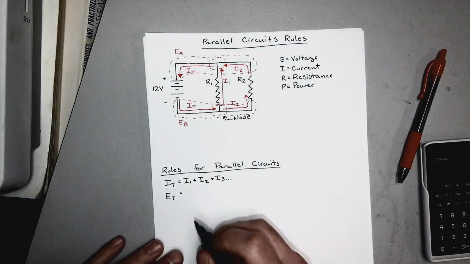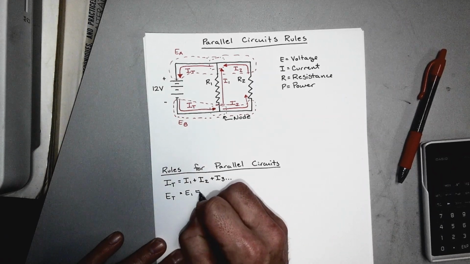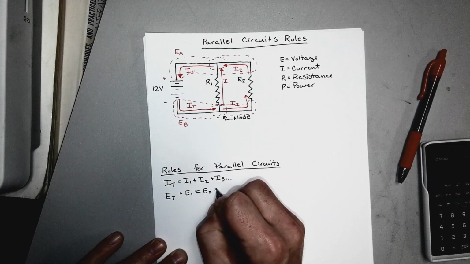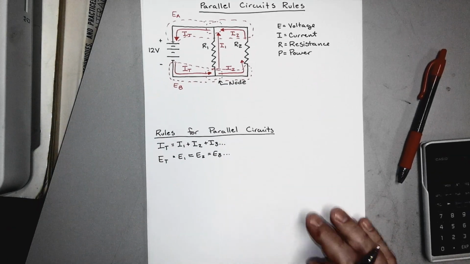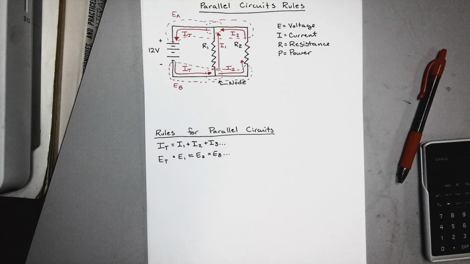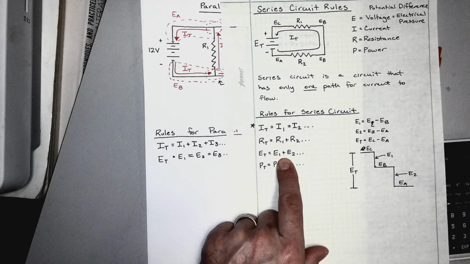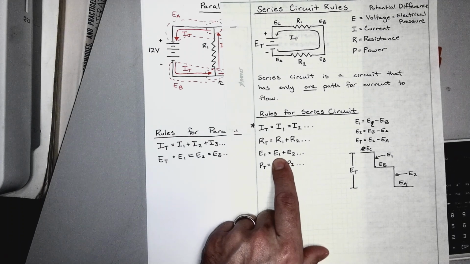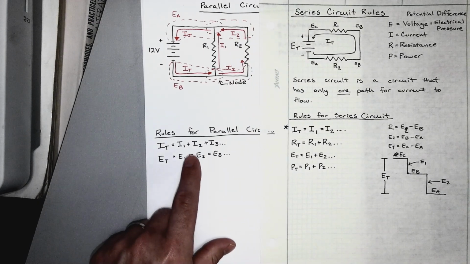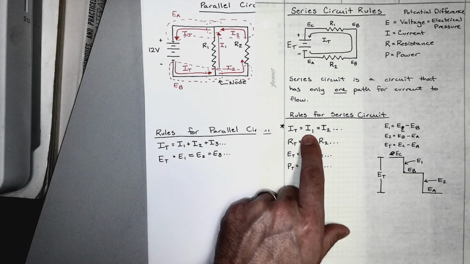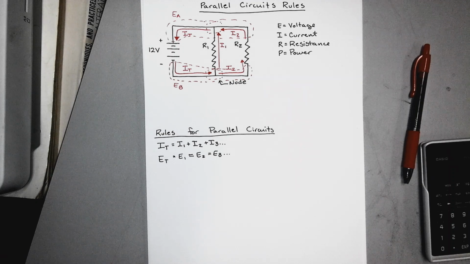And so that leads us to our second rule, where ET is equal to E sub 1 is equal to E sub 2 is equal to E sub 3, so on and so forth, for however many resistors we have in the circuit. And if we look back on the series circuit, we see that it's the exact opposite. So in series, voltage added, right? So we took E1 plus E2, but in parallel, they're all the same, right? So voltage is constant in a parallel circuit, and current is constant in a series circuit. Those are two really important rules that will come in handy later on.